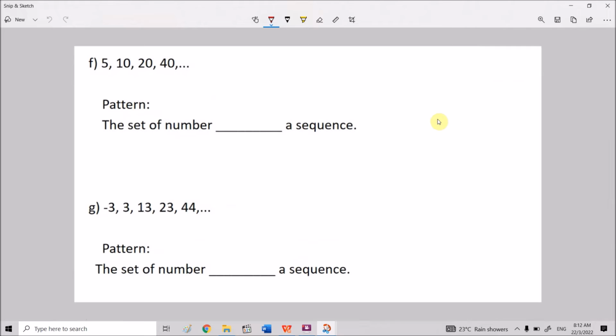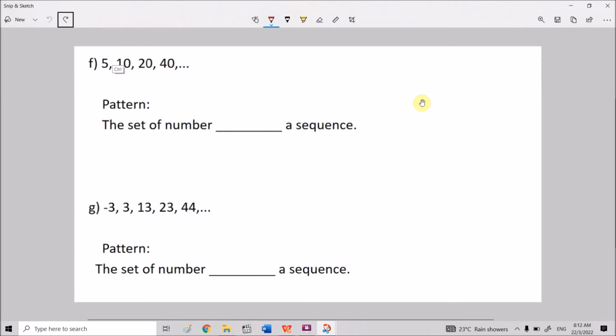More examples here. You may try to pause the video and try to determine it yourself before you look at the answer. So from 5 to 10, we add 5. From 10, if we add 5, we are supposed to get 15, not 20. Hence, adding 5 is not the pattern here.